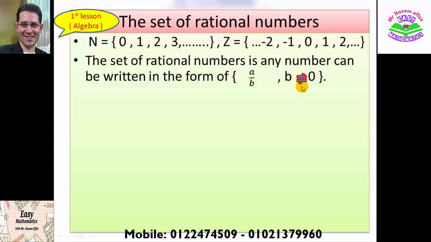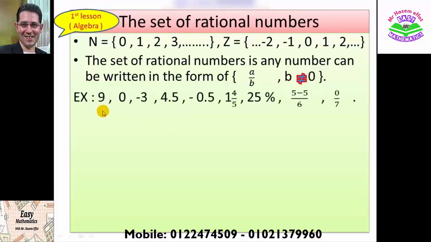But there is one condition here. The denominator must be not equal to 0. Like these numbers, all of these numbers are called rational numbers. How? Because here we have 9, it's a whole number. We can put 1 under 9, and it will be in the form A over B. So 9 over 1 will equal 9. Both of them are rational numbers.